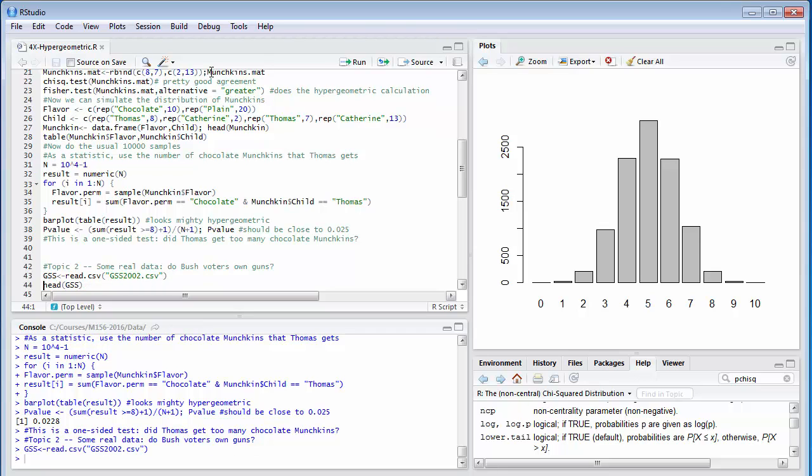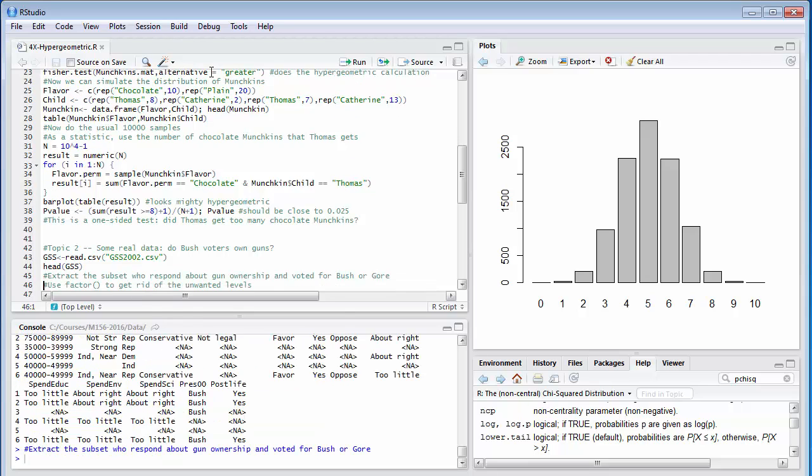I'm going to load up this General Social Survey from 2002. I think there are far more recent examples of this, and you might even be able to base an interesting midterm or final project on one of these social surveys, because it's got answers to questions about lots and lots of political issues.